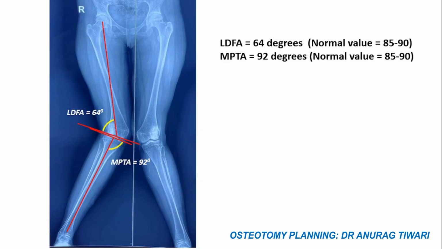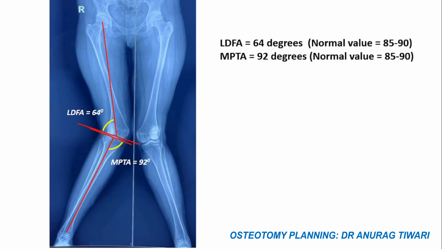So it is clear from the picture. From this you can diagnose that the deformity mainly lies in the femur, that is the distal femur, because LDFA is very much reduced, whereas MPTA is not much affected. However, it has been affected by 2 to 3 degrees.